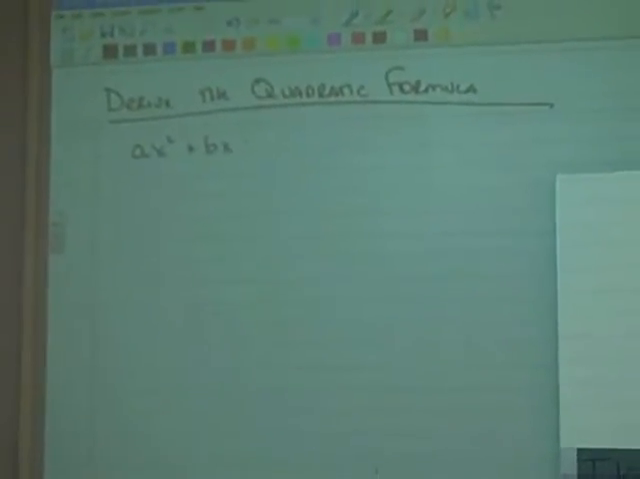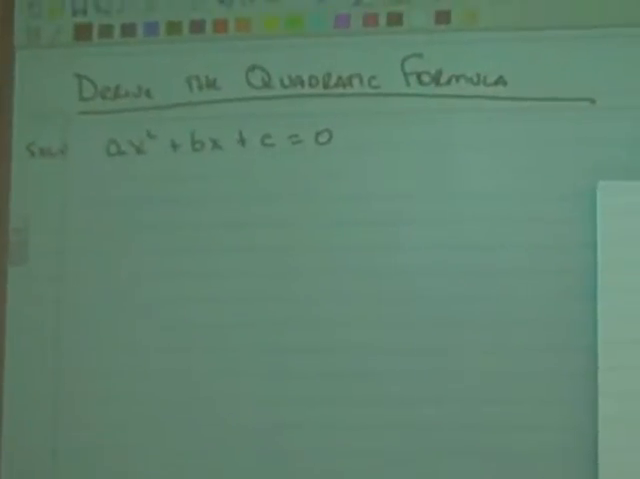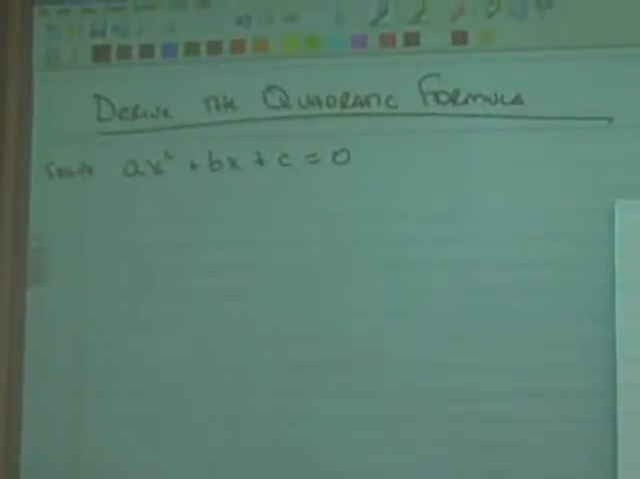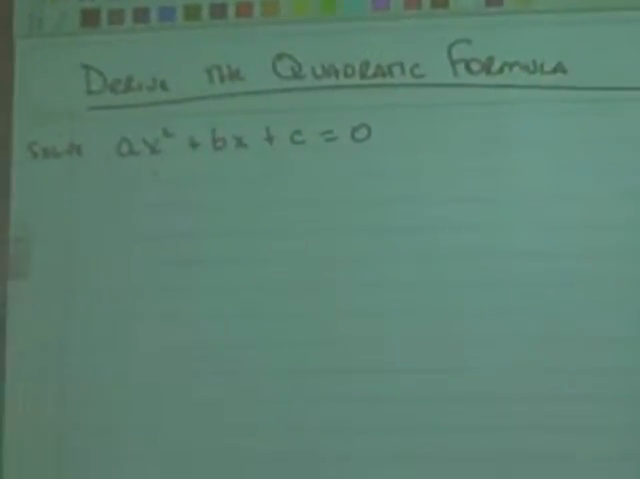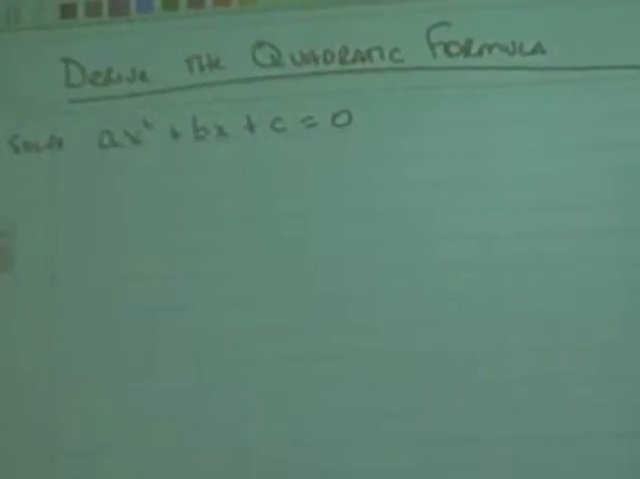We're going to solve this quadratic formula, the general form of the quadratic equation. What's the first thing we have to do? Divide everything by a. We're going to force the leading coefficient to be 1.